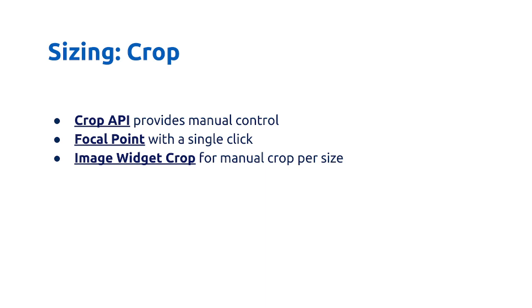Crop API gives your editors some manual control, so if you don't use that, it's always going to be kind of around the center. Crop API allows your editors to designate where the image should be cropped, so you can use Focal Point where they can set one point within the image, and then regardless of how that's going to be sized, it'll always be around that focal point. Whereas Image Widget Crop gives manual control for each image style.